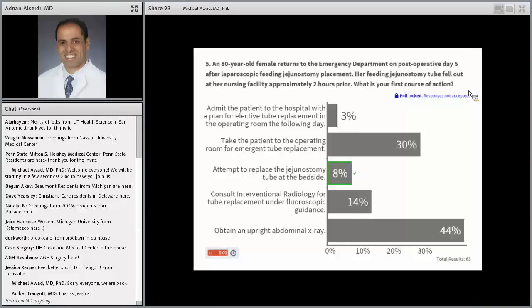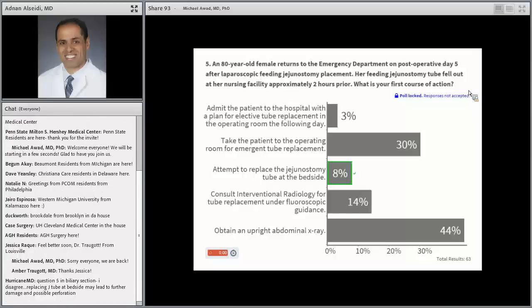And then the last answer is not wrong. It's just that it's not the best answer, in the sense that typically, whatever the X-ray shows you, you're still going to try to put the catheter in at the bedside, and that's probably why C is the right answer.